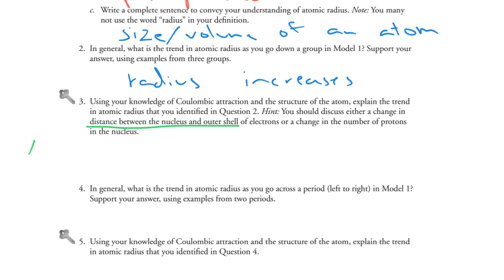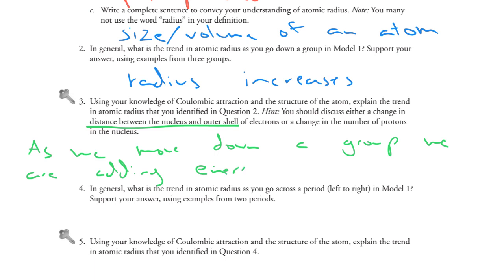Here's what we should say for this. As we move down a group, we are adding energy levels. So the periodic table is only 7 periods tall, and that's because the maximum number of energy levels is 7. So each row corresponds to one energy level being filled.